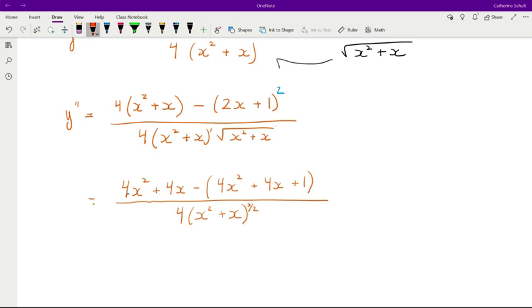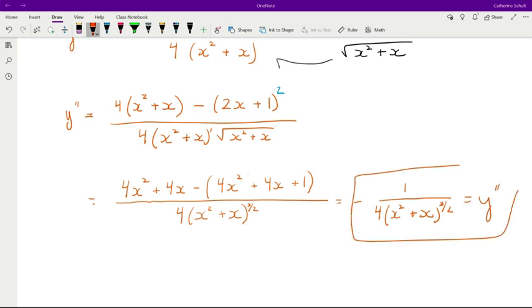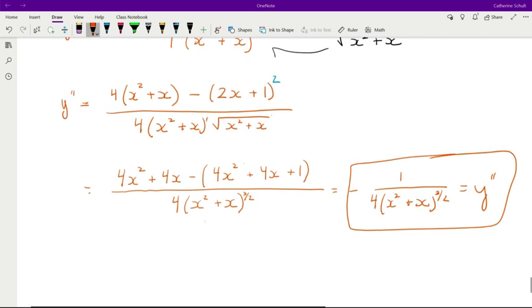So in the top, 4x squared minus 4x, 4x minus 4x, and then -1. So we're left with -1 over 4 times x squared plus x to the 3/2. And then this is our double derivative. That was a long ride, right? That's our double derivative. So notice that the numerator is a constant.